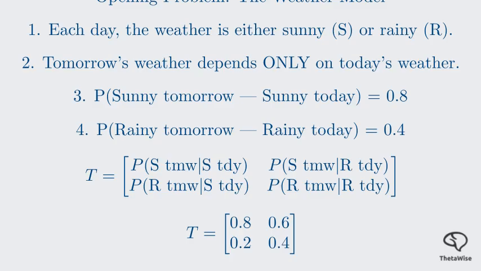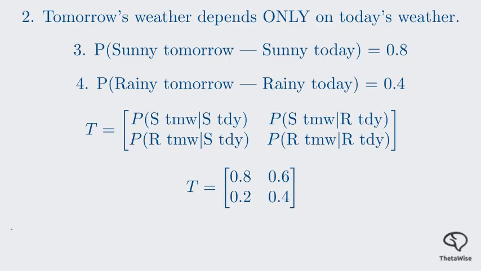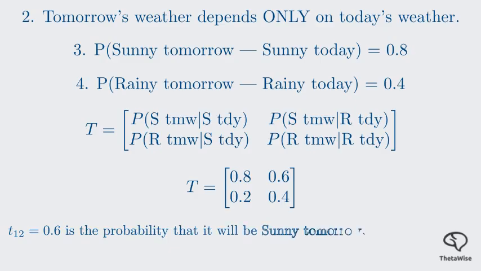Now let's consider the meaning of the entries in this transition matrix. What does the term T12 equals 0.6 represent? Remember, the first subscript is tomorrow's state, and the second is today's. So T12 is the probability of the weather being sunny tomorrow given that it is rainy today. This is the value that was not explicitly given but must be derived.